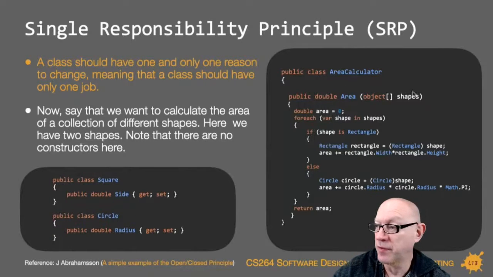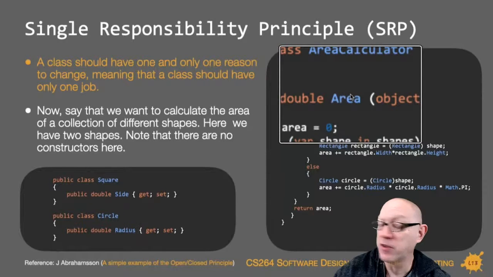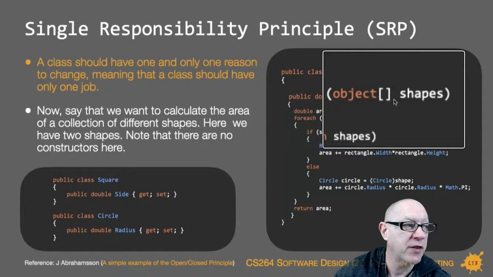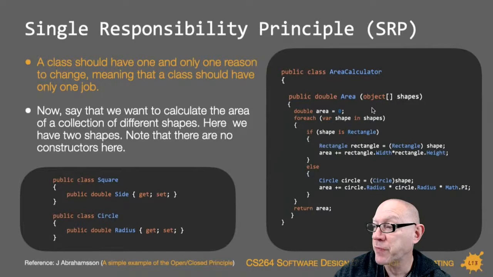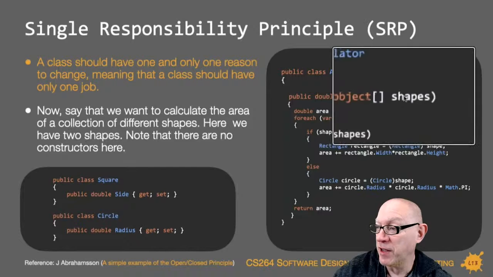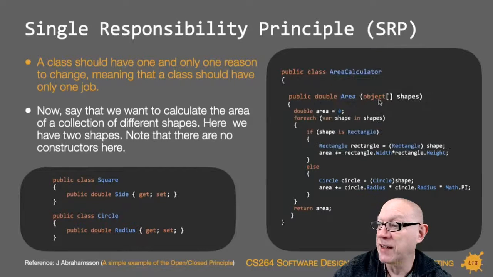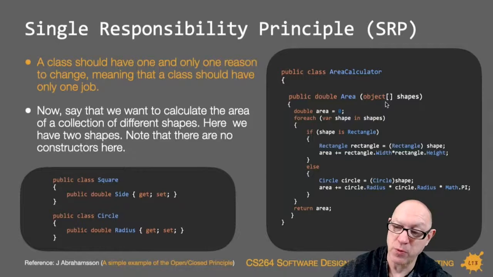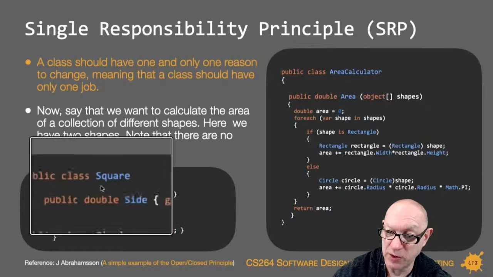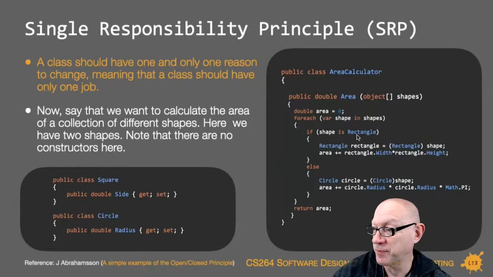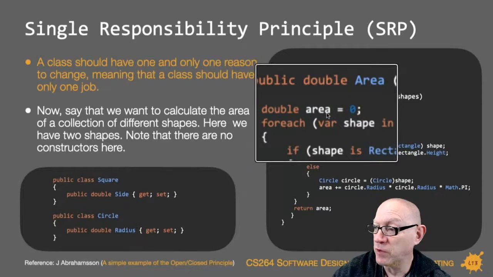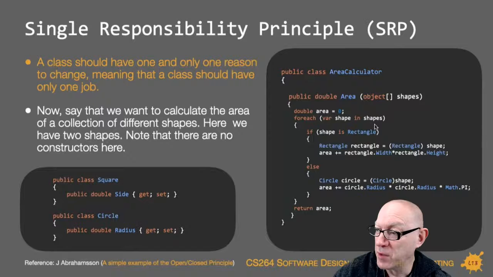It doesn't matter. The area calculation here just takes a bunch of objects in an array, and we will assume that somewhere we will have created a shapes array of type object, and as part of that creation, we would have created a whole bunch of these square and circle objects. So the total area is 0. And here we have the calculation. We just have this loop. We iterate over the shapes, and if the shape is a rectangle, then we calculate the rectangle area using this particular formula.